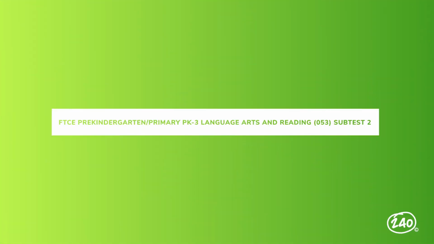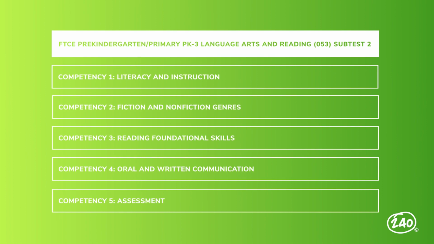Now, the FTCE PreK-3 Language, Arts, and Reading subtest consists of 5 competencies. You'll need to have knowledge of literacy and literacy instruction, fiction and nonfiction genres, including reading informational texts, reading foundational skills, language elements used for effective oral and written communication, and assessments to inform literacy instruction. Each competency is worth between 10 and 24% of your exam. We'll discuss some of the most important things to know for each competency.